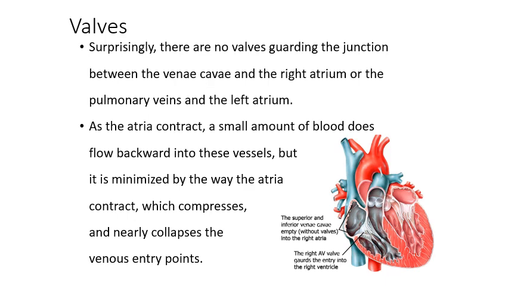You might have noticed there are no valves between the atria and the vessels that enter the atria. So there are no valves between the superior and inferior vena cava and the right atrium. There are no valves between the pulmonary veins and the left atrium. That's just because of the way that the atria actually contract limits the backflow of blood. So we just don't have a whole lot of backflow there to begin with, so valves aren't necessary to prevent what minimal backflow there is.